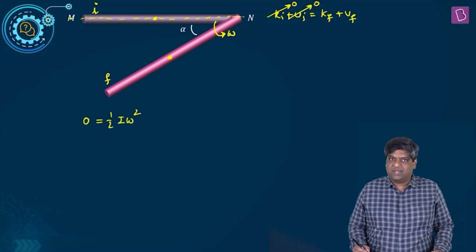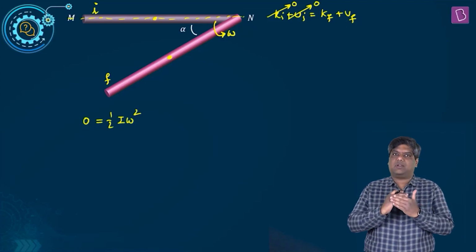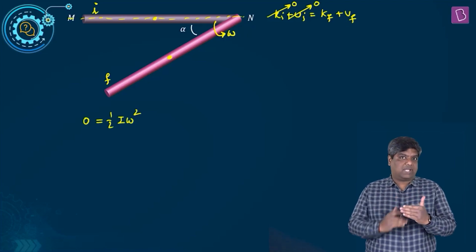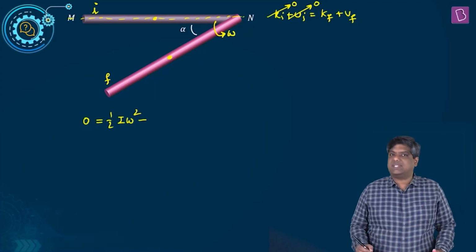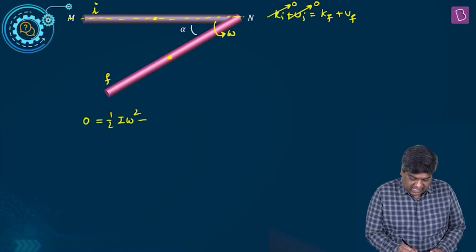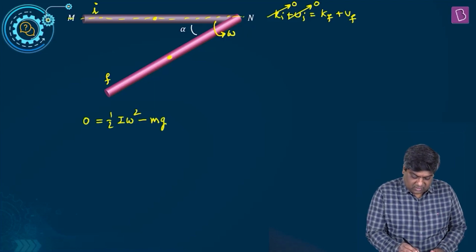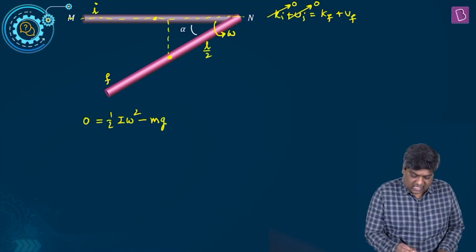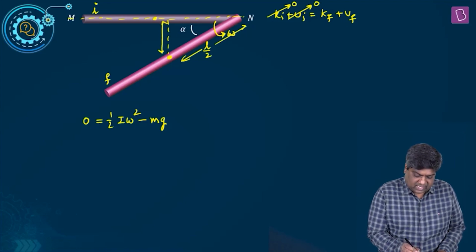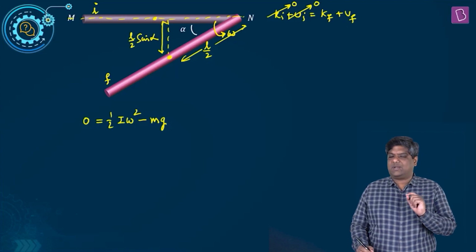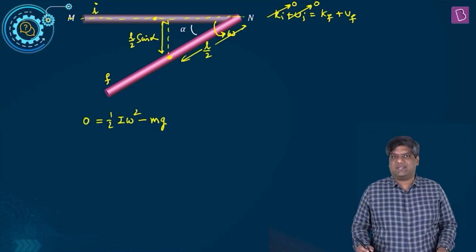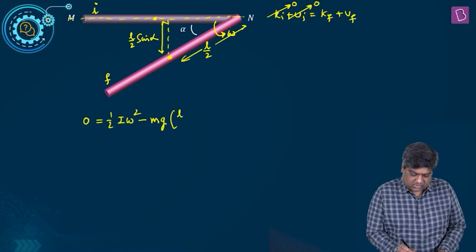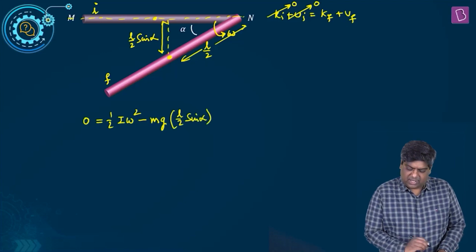And what about Uf? Well, from the datum, the reference point, has the center of mass moved down or up? It has moved down. So we have to consider the gravitational potential energy as negative. And what will that be? It will be mg times whatever height it has gone down. This length is L by 2, isn't it? So this length is L by 2. This is alpha. You can clearly see that this length will be L by 2 sine alpha, and this is the distance by which the center of mass of the rod has moved down from the reference level. So that is the height. I'm going to use L by 2 sine alpha.